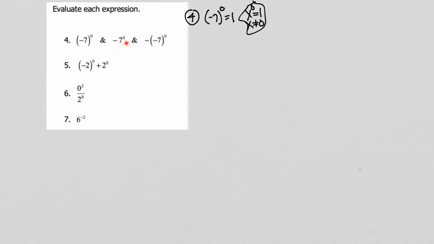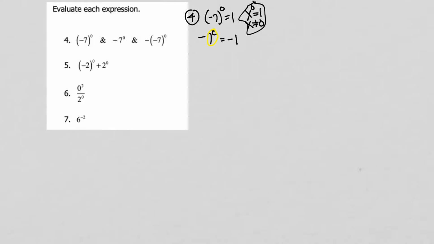Now what about this one? This is a little bit different. This is -7^0. Now in this case, the 0 applies only to the 7, not the negative. If it was the negative, it would look like this one here. So what we get in this case is -7^0 is -1.